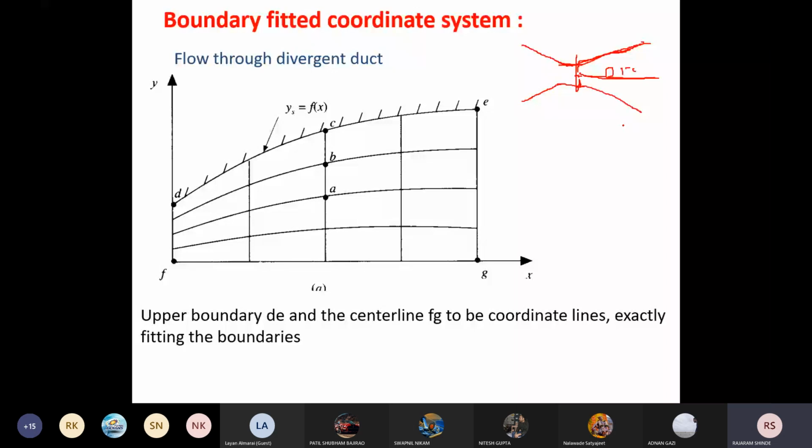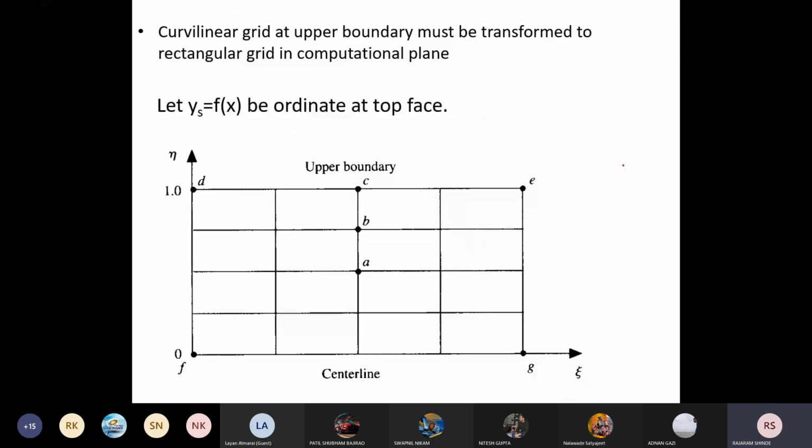Now see here, the curvilinear upper boundary must be transformed, as I have already told you. For that purpose, let ys be a function of x, the ordinate at the top face. That means on the top boundary you have y equal to a function of x, and this function is such that it captures all grid points on the boundary. Then, if you have this, you will get this transformation.